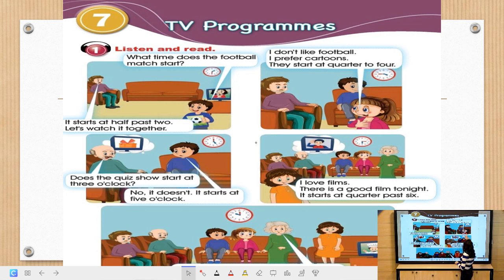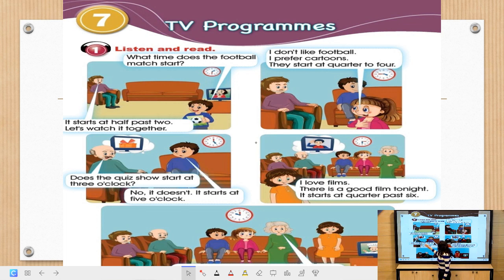Now, the daughter says, "I don't like football. I prefer cartoons like Tom and Jerry. They start at 3:45." Look here, 3:45.